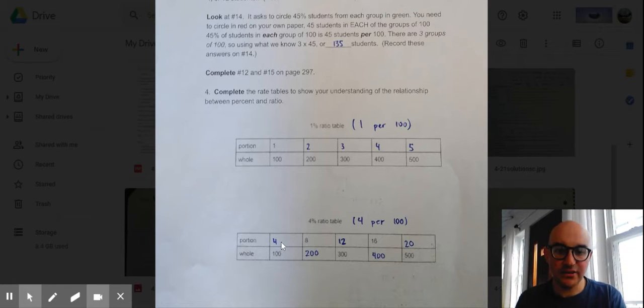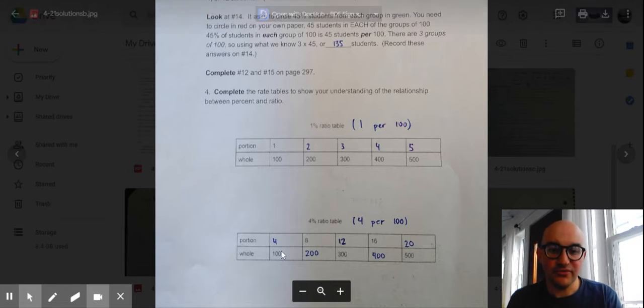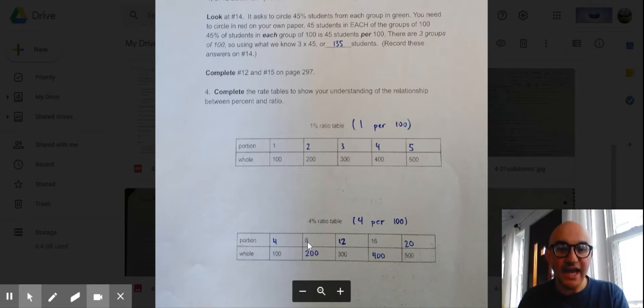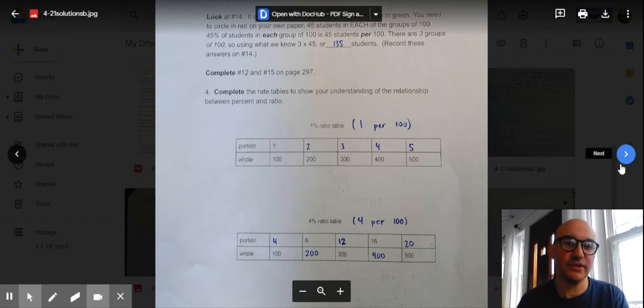And then similarly down here, we've got a 4% ratio table, so it's 4 parts per 100. And so here we're given some values, and you can see we're filling them in. So 4% of 100 is 4. 8 is 4% of 200. 4% of 300 is 12. 16 is 4% of 400, and 4% of 500 is 20. So pretty straightforward there, not a whole lot of calculation needed.